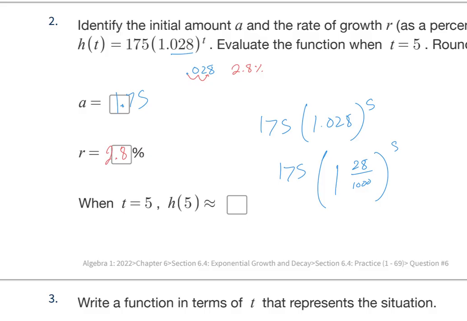I'm grabbing my calculator. And then just to keep things interesting, if you had done 1.028 to the 5th power, you get 1.1480661, of course.